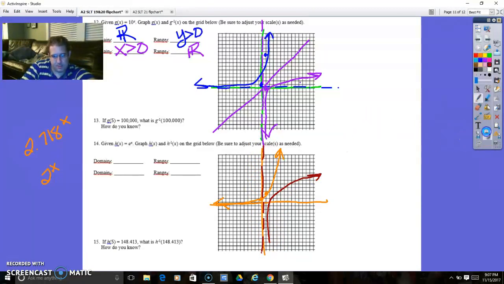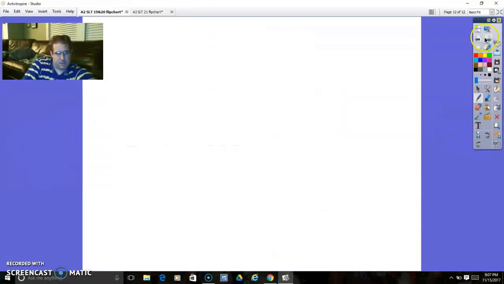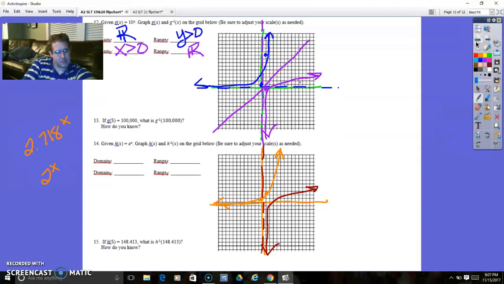Okay, I really messed that up. Let me try that one again. So it's going to be real close to the asymptote and then go up fast, like that. Okay, so this is the logarithmic function that happens to be the inverse of e to the power of x. Okay, and that looks to be it.